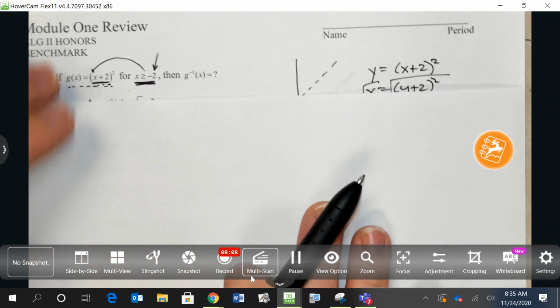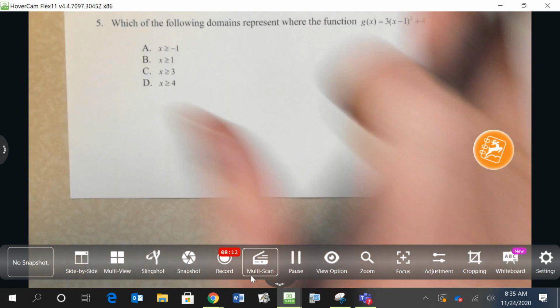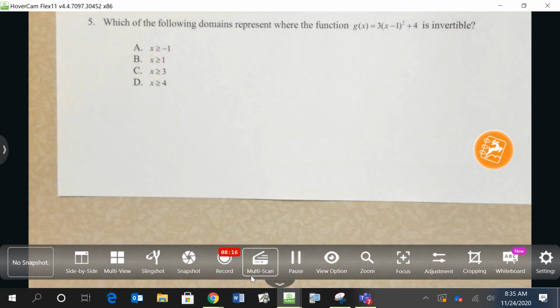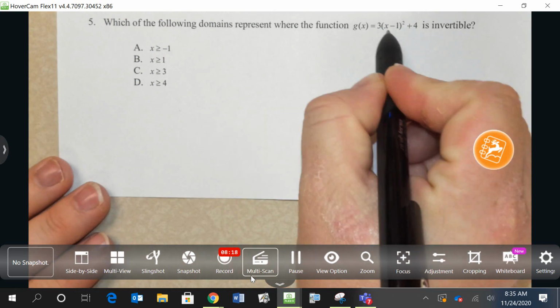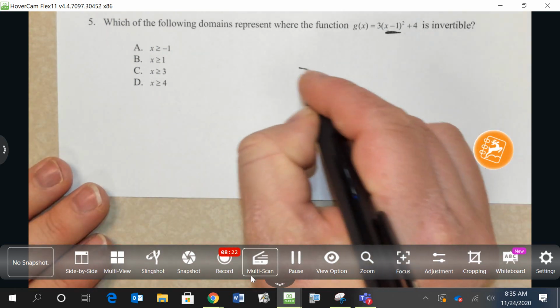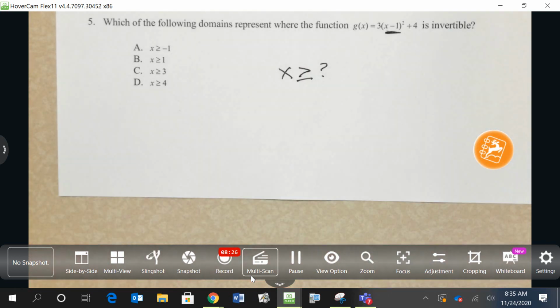Okay, so let's come down here and look at problem number 5. Which of the following domains represents where the function is invertible? And that means, what would I need to do here? Okay, so the same concept. I have this, right? And I need to know what number goes here.